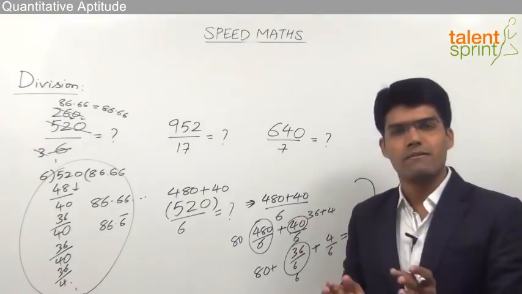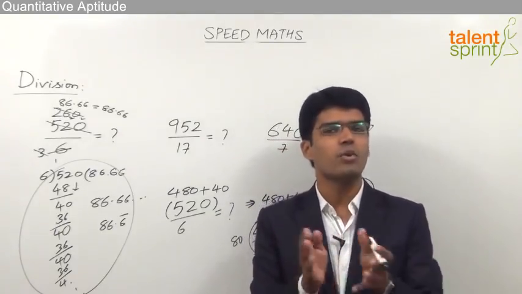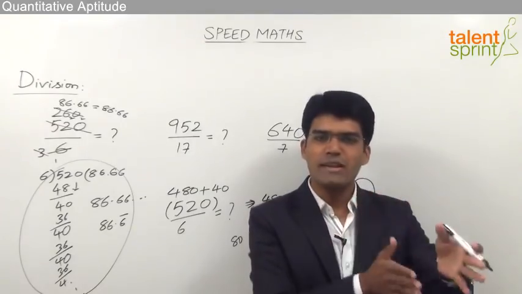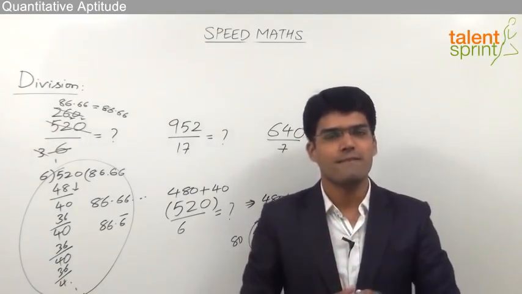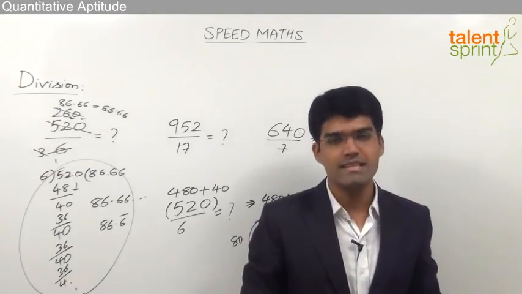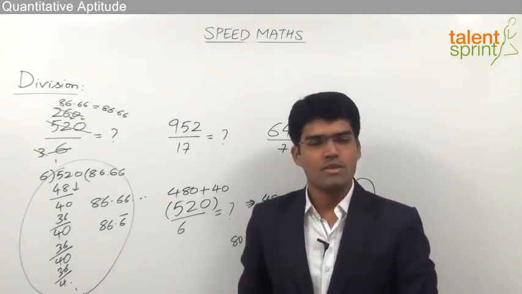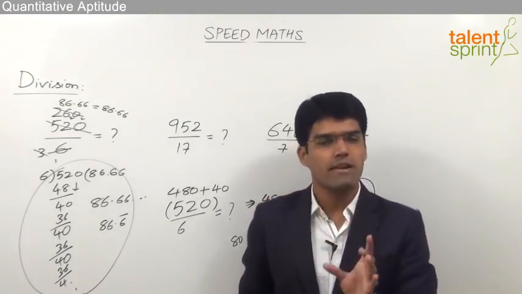So it's simple. 520 divided by 6. You know that 520 can be taken as 480 plus 40. So that becomes 480 by 6 plus 40 by 6. 480 by 6 is 80. So keep that aside. Remember, 80 is one of the results. And now the left out part is 40 by 6. So 36 plus 4 divided by 6.